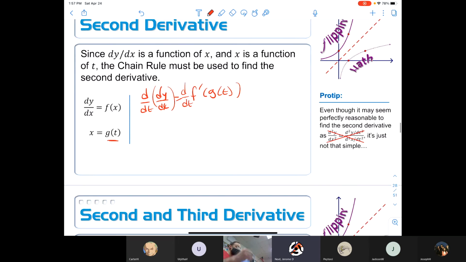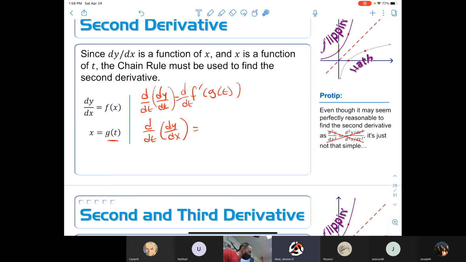So on the left-hand side, it stays d/dt of dy/dx. That means the derivative of y with respect to x, you're taking that derivative with respect to time. Right, so we're saying that the derivative is a function of x. So this is that first derivative, and we're taking its derivative.